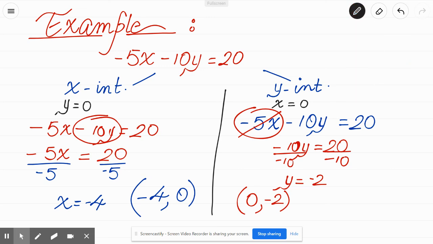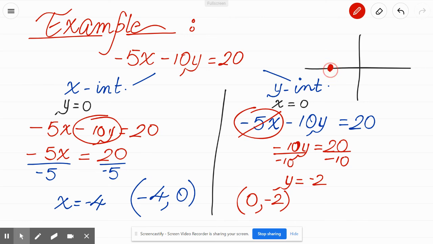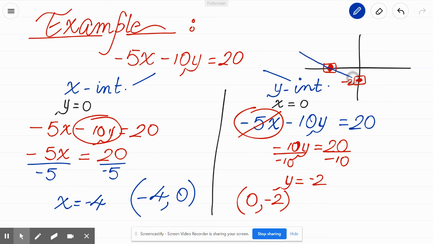So let us try graphing it using the intercepts. X-intercept is (negative 4, 0). So (negative 4, 0), let us say, is here. That's the x-intercept. And our y-intercept is (0, negative 2), which is over here, let us say, 0 of x, negative 2 of y. Now, when we join these two points, we will end up having our graph for the given function, and we can always calculate the slope and other features of the graph from here.